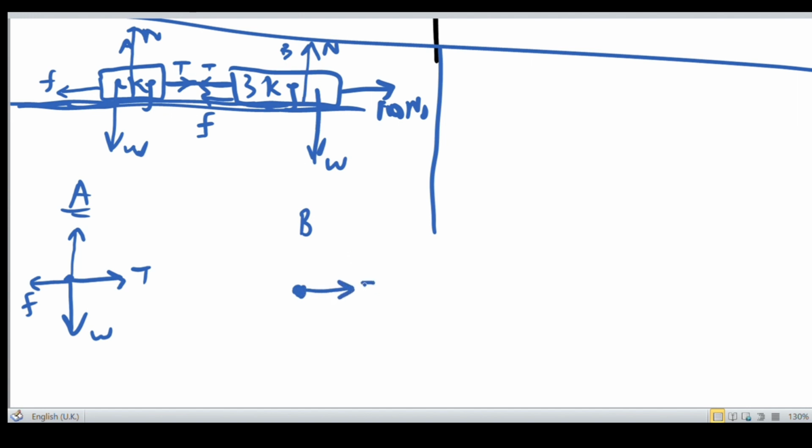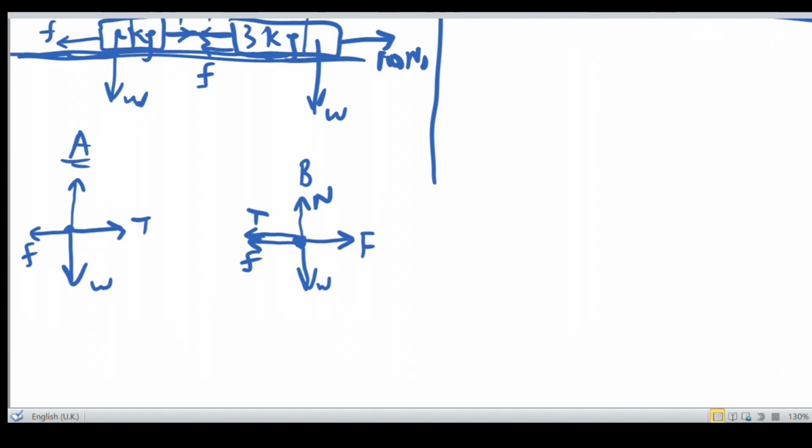Okay, force applied. Then we have a frictional force, and also in this direction we have a what? A tension. So we have the normal force and what? And the weight. This one is 5 marks. Okay, so this is the tension.